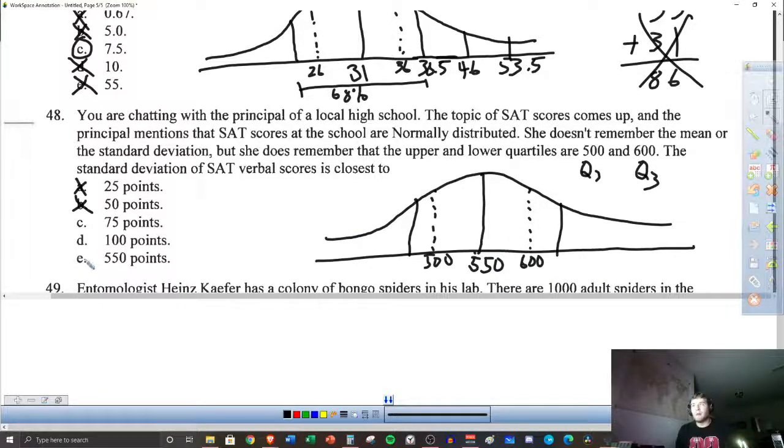550 is going to be way too big per deviation. It doesn't really make sense. 100 is also a little bit too large. Remember, we've gone 25%, we just need 9 more percent to get that 34%. So it makes sense to do 75 as the answer on this. This is the closest one that we could probably get to. It may not be exact, but it is pretty close. So that's the last question that was requested on here.